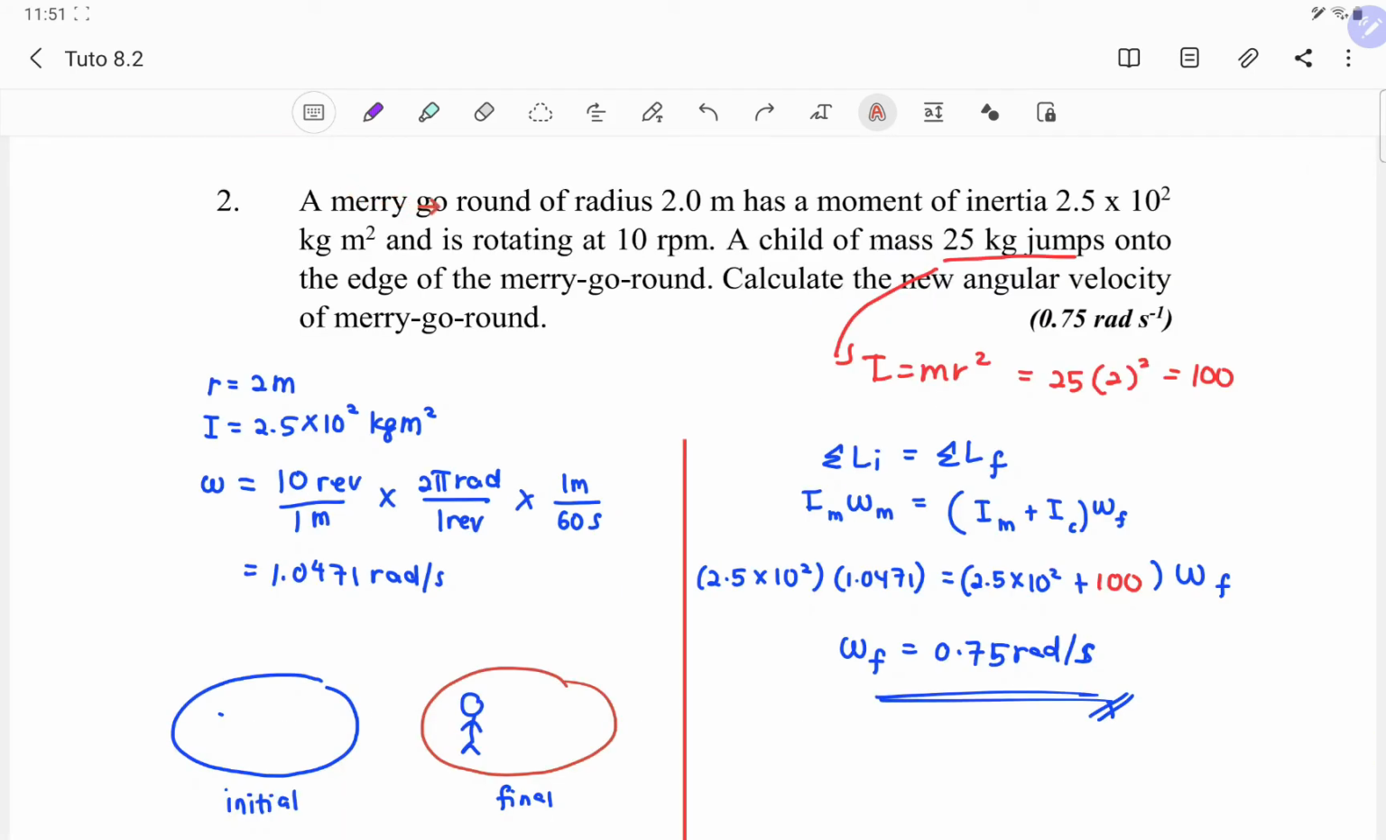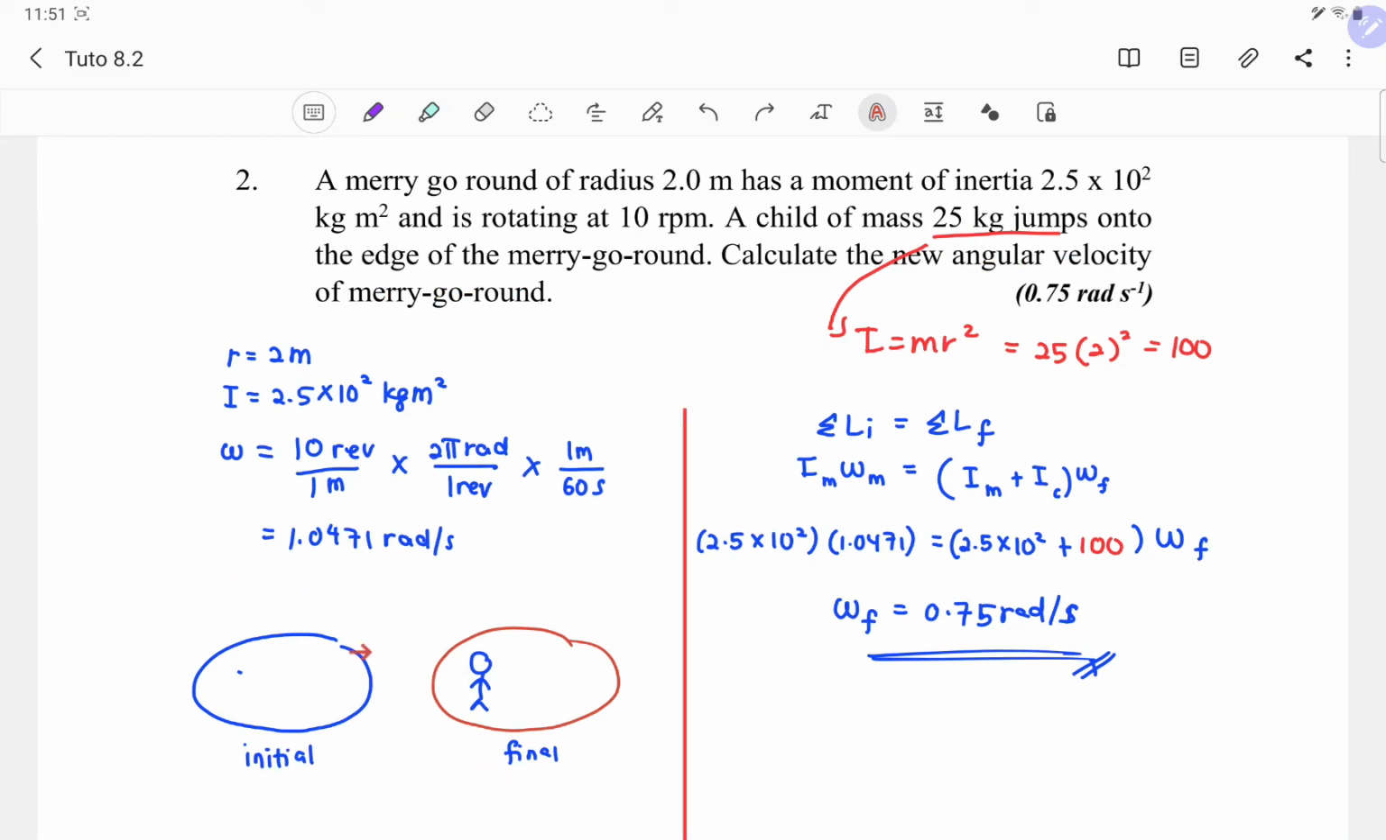Okay, number 2. A merry-go-round of radius 2 meters has a moment of inertia and is rotating at 10 revolutions per minute. A child of mass 25 kg jumps onto the edge of the merry-go-round. Calculate the new angular velocity of the merry-go-round. The first situation is only the merry-go-round rotating, and then one child jumps onto the merry-go-round. So there is a combination of mass here.